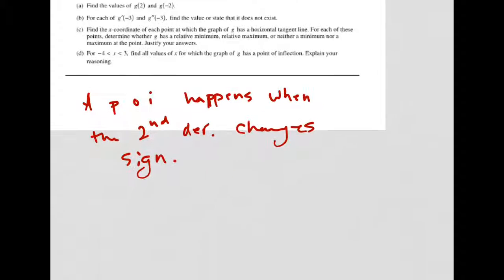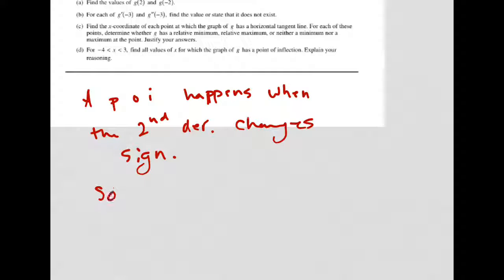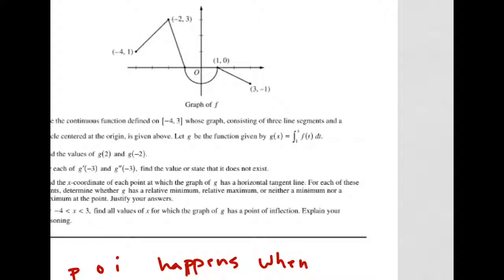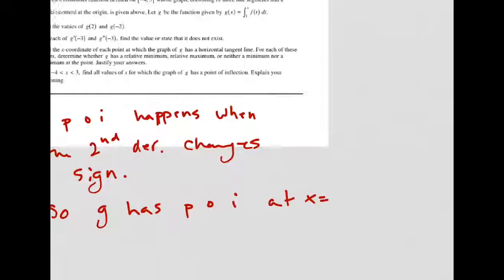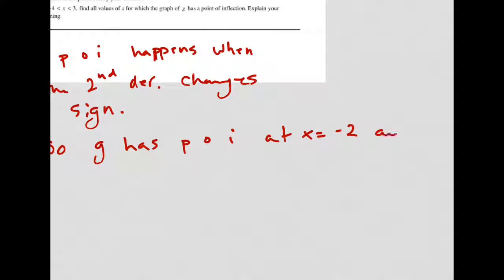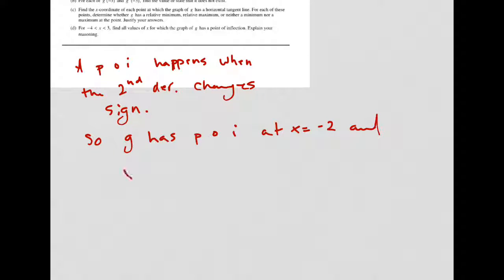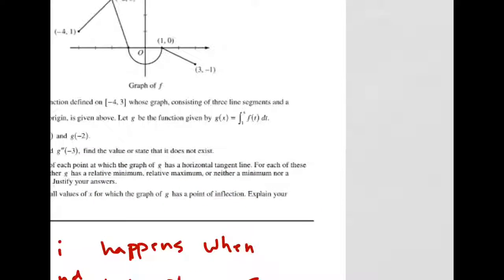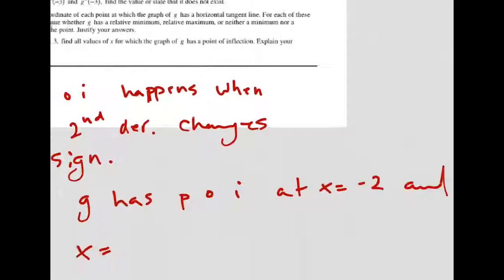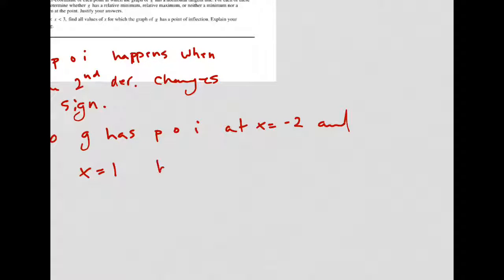I think that's it. So this is my explanation: a point of inflection happens when the second derivative changes sign. So g has points of inflection at x equals -2 and x equals 1. And here's the justification.